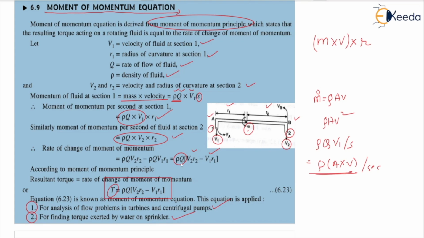A very important point to note is how we can say this is the rate of change of momentum. Everything is per second. It is not mentioned here, but I am telling you, because if you want to find the unit, you will also get per second. That is why it is written as rate of change of momentum. Rate means with respect to time only. Rho Q: density, area into velocity, velocity square into radius. So everywhere it is per second. It is mentioned here in this first line.